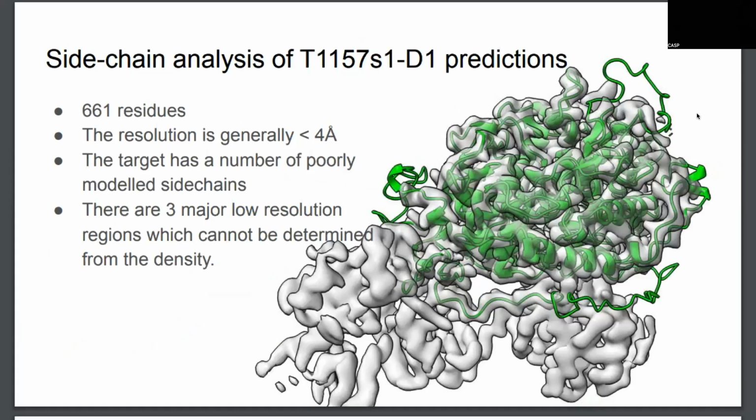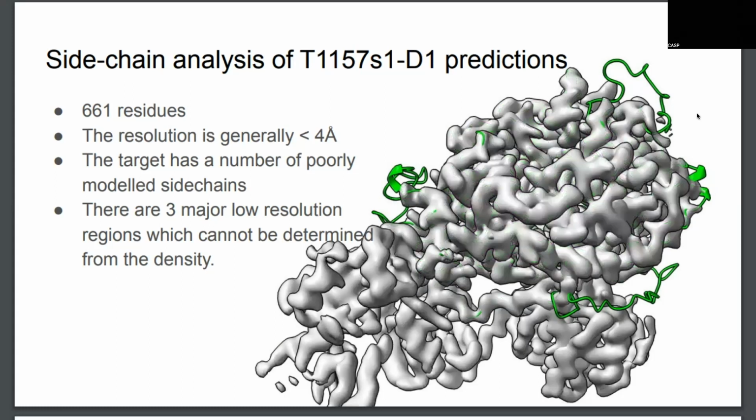All right, so the first structure I wanted to look at was T1157S1D1. The majority of the map was better than 4 angstroms. It's quite a large model, it's 661 residues. And there are actually a number of regions which are poorly modeled in the target itself, unfortunately. And there are also 3 major low resolution regions in the map where we can't really resolve any structural information.